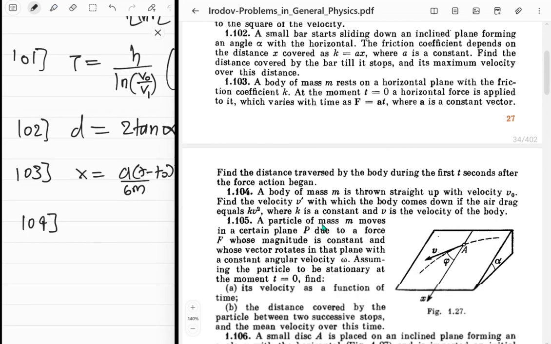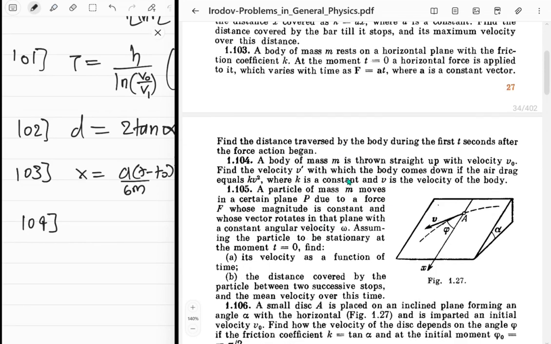A body of mass m is thrown straight up with a velocity v naught. Find the velocity v dash with which the body comes down if the air drag equals kv squared. k is a constant, v is the velocity of the body.